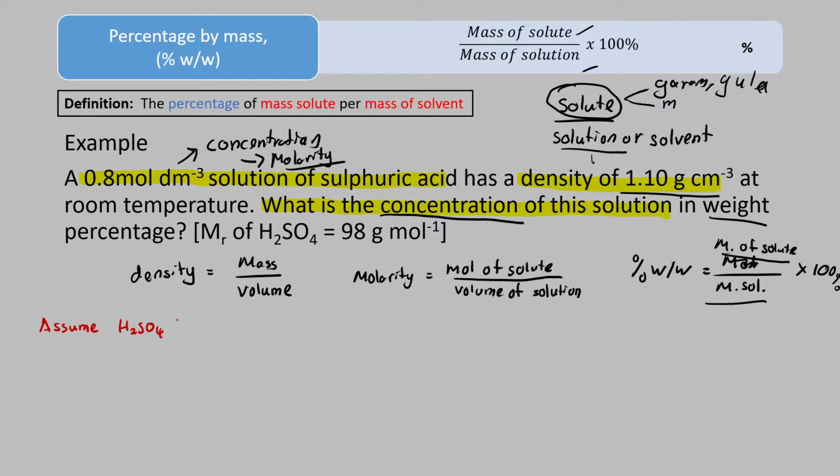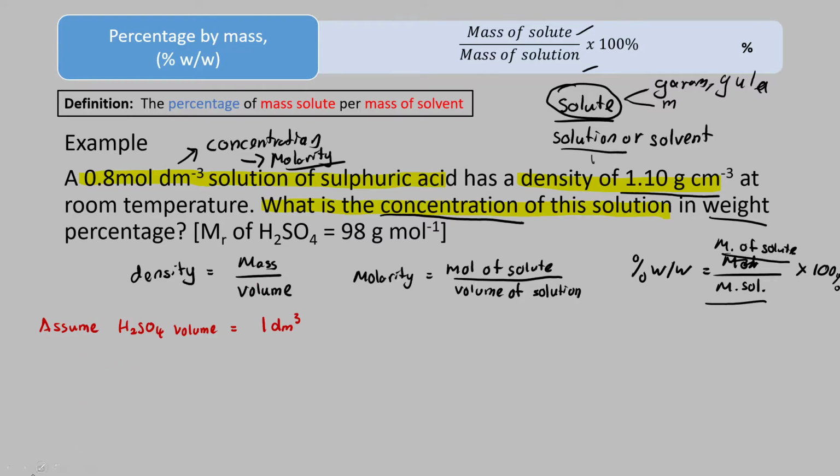H2SO4. Okay. So let's assume H2SO4 punya volume is equivalent to 1 dm cube. Okay. So 1 dm cube ni is equivalent to what? 1 liter lah. Right. So now from this kita can find the mass of H2SO4.